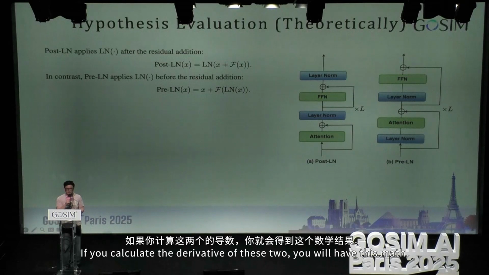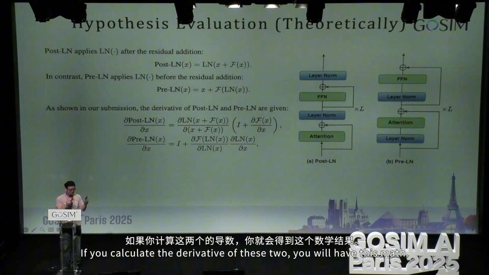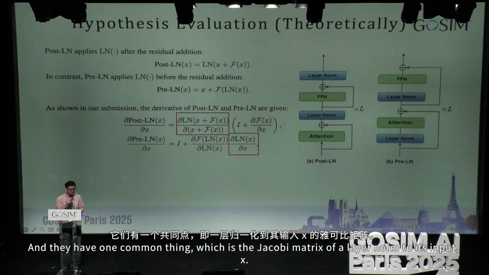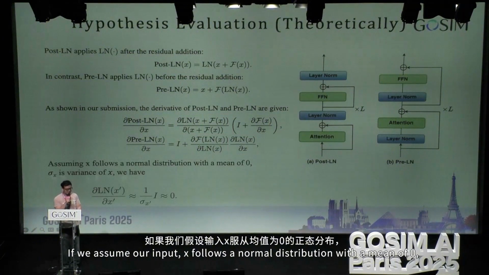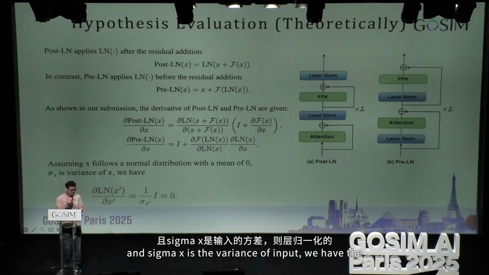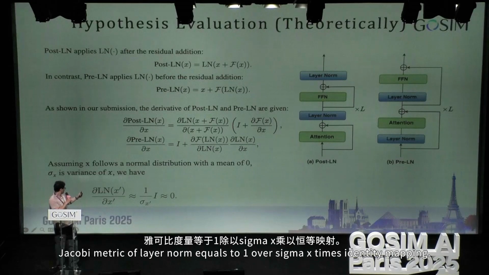If you calculate the derivative of these two, you will have this math, and they have one common thing, which is the Jacobi matrix of a layer norm to its input x. If we assume our input x follows a normal distribution with a mean of 0, and sigma x is the variance of the input, we have the Jacobi matrix of layer norm equals 1 over sigma x times identity mapping.